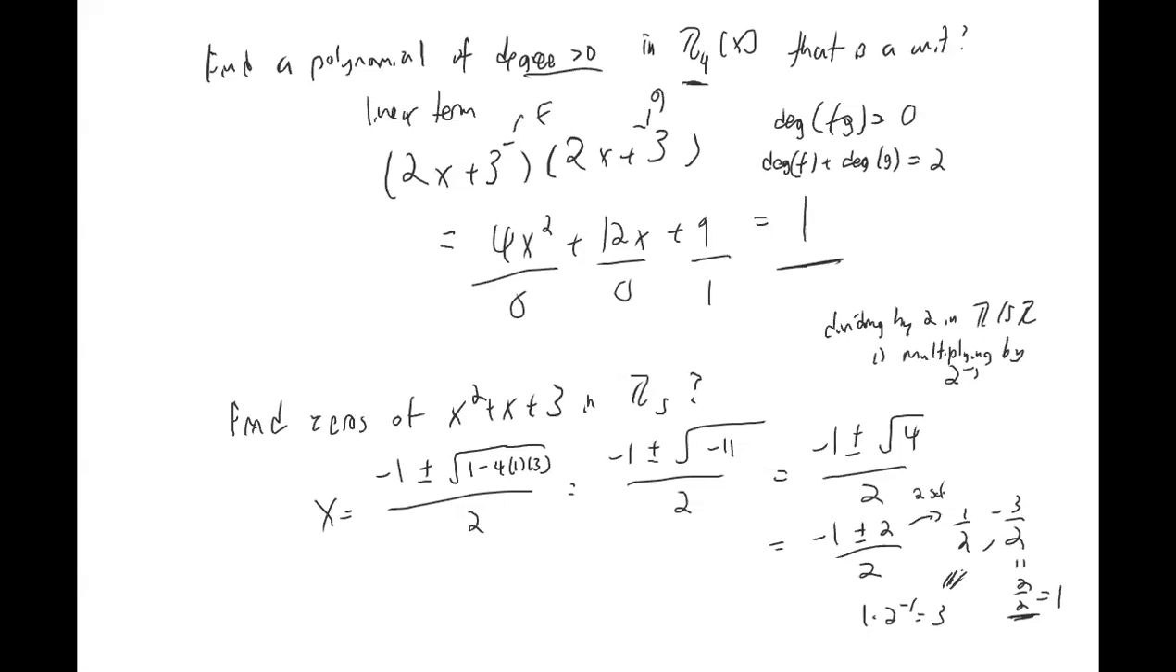And sure enough, plug it in. You could try it. In this case, it's faster to just plug in. 1 squared plus 1 plus 3 is 5. That's 0. And then 3 squared plus 3 plus 3, that's what? 15. That's also 0.